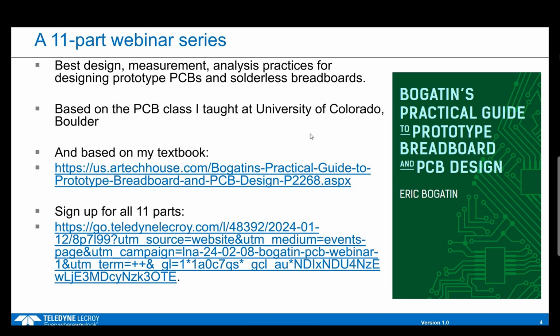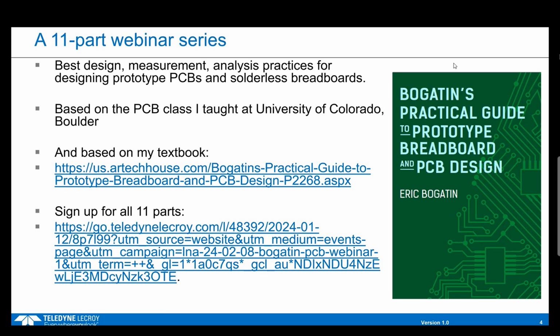Most of these presentations that we're going to be doing are based on the printed circuit board design class that I've taught at University of Colorado in Boulder. It's also related to my textbook, and here's a copy of the cover page here. It's published by Artech, and it's really detailing a lot of the principles and the methodology that we're going to review in this webinar series. And so if you would like to get more details about this topic, I strongly encourage you to take a look at the textbook that's available from Artech. And you will have an opportunity to sign up for all 11 parts of this webinar series when you get the registration page for any one of them.